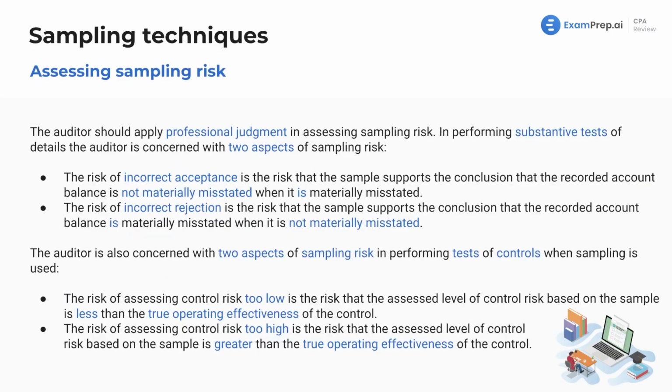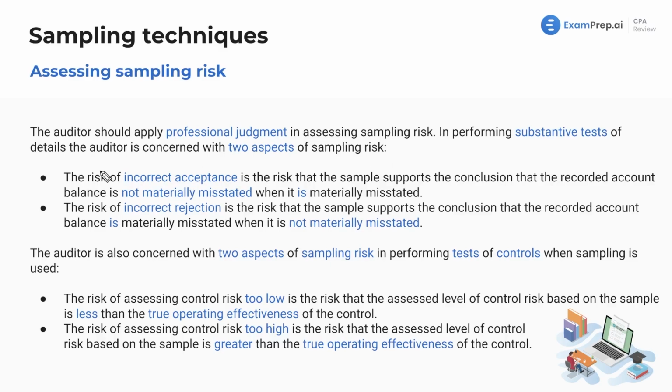Assessing that good old sampling risk, the auditor should apply professional judgment. Shocker. We're using professional judgment a good amount throughout this exam. In assessing sampling risk, in performing substantive tests of details, also known as tests of details or substantive testing, same thing there, drilling that home, the auditor is concerned with two aspects of sampling risk.